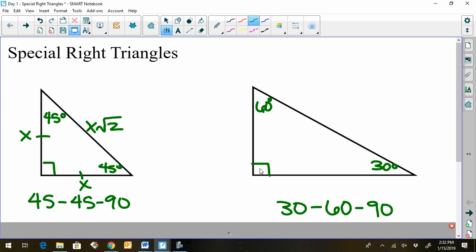Now, if x was a whole number like 4, then our legs were both 4 and our hypotenuse was 4 square root of 2. But we're going to look at an example where it isn't always going to have a hypotenuse of 4 square root of 2.